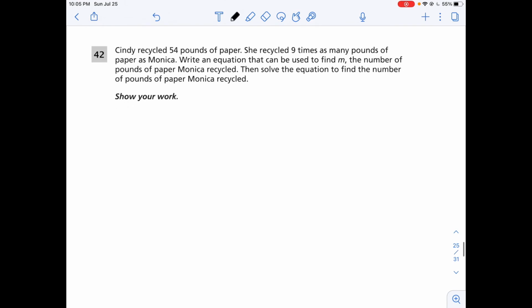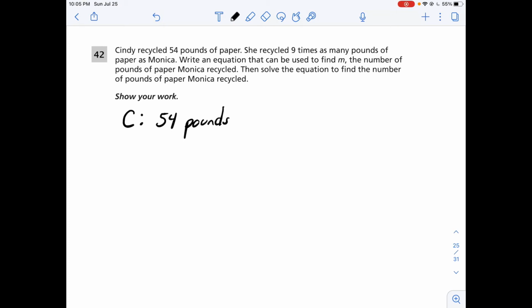Okay, question 42. Cindy recycled 54 pounds of paper. She recycled 9 times as many pounds of paper as Monica. Okay, I'm going to keep track of all this, I'm going to start taking some notes here. So Cindy, I'm going to write a C for Cindy. Cindy recycled 54 pounds of paper. She recycled 9 times as many pounds of paper as Monica.